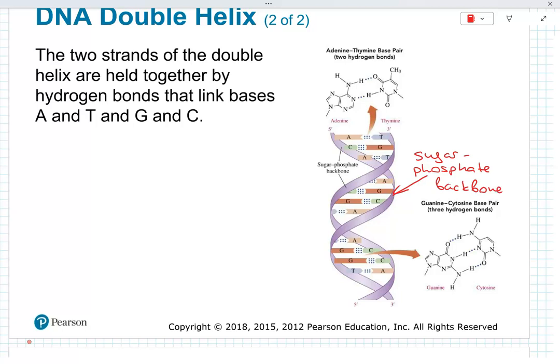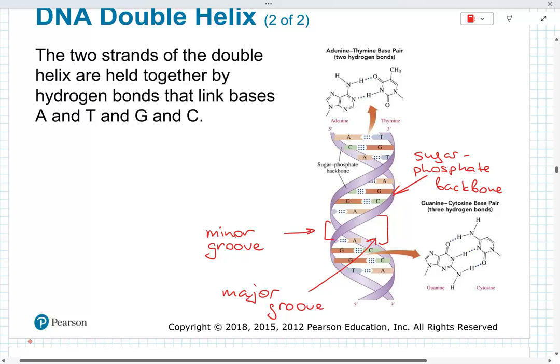Okay? Now you can see that this spiral, this helix, is not symmetrical. I mean, it is, but it's not like a staircase. It's a little bent. Do you see that this gap, for example, is bigger than this gap? So these are grooves: major groove and minor groove. Just FYI, they're structural elements. That's where proteins bind. Okay?